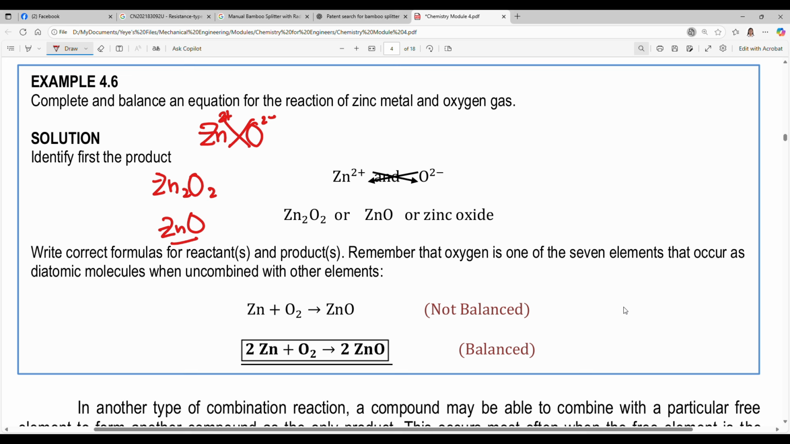Then we will balance. Zinc plus oxygen will yield zinc oxide. We write a 2 here to balance the oxygen, and to balance the zinc, we write a 2 here. So this is now the balanced chemical equation. For every 2 moles of zinc and 1 mole of oxygen gas, it will yield 2 moles of zinc oxide.